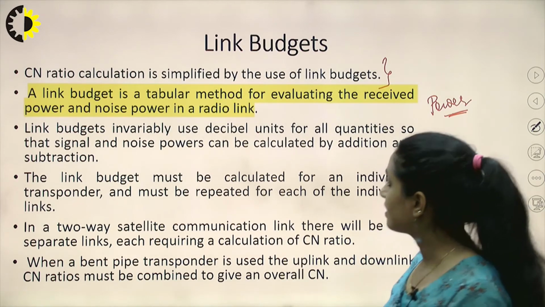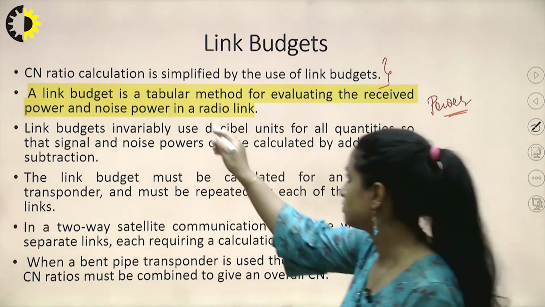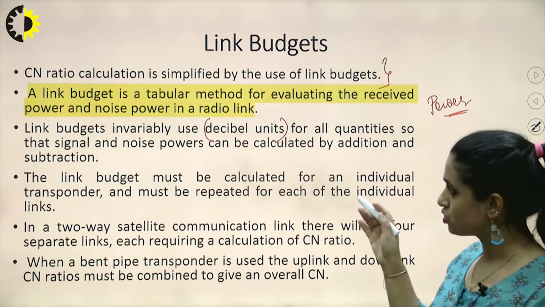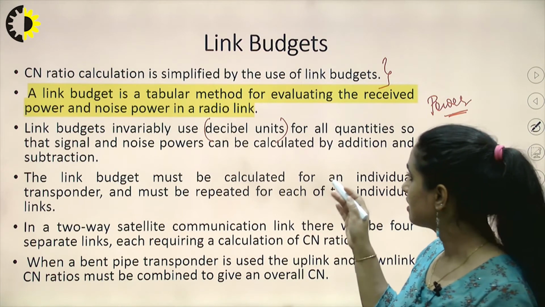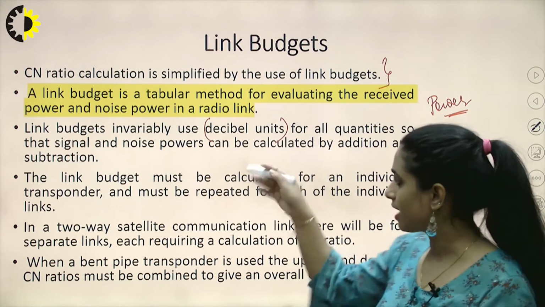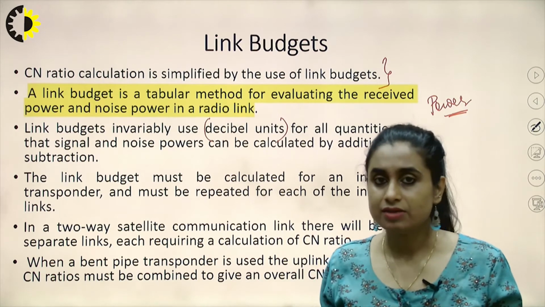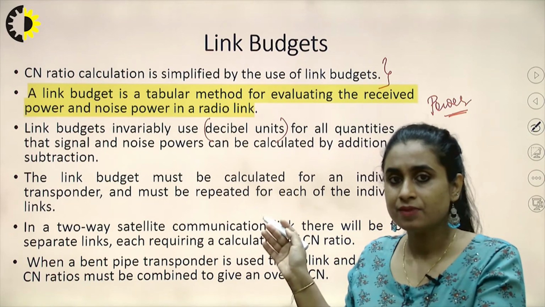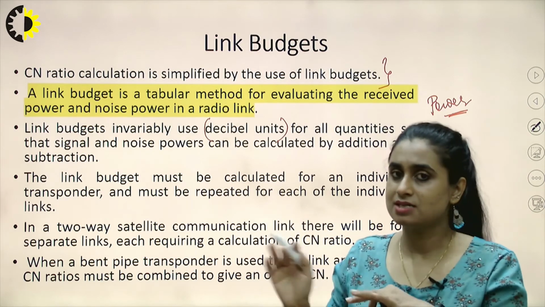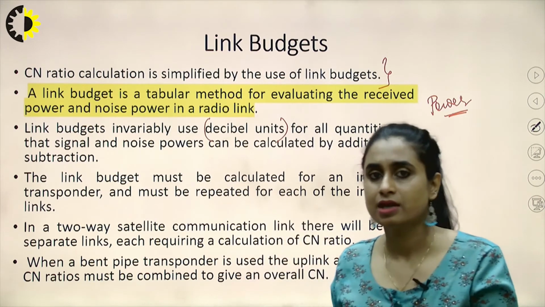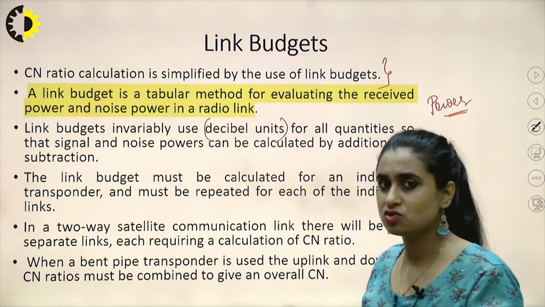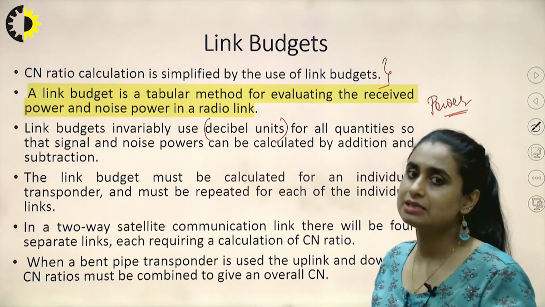Link budgets invariably use decibel units, true. Power we express in decibels most of the time for all quantities, so that signal and noise powers can be calculated by addition and subtraction. Another reason for expressing it with log to the base 10, that is in dB, is that it makes all the calculation in plus and minus. All the multiplication will be in plus and all the ratio division will be expressed in minus. That makes our calculation a bit easier.